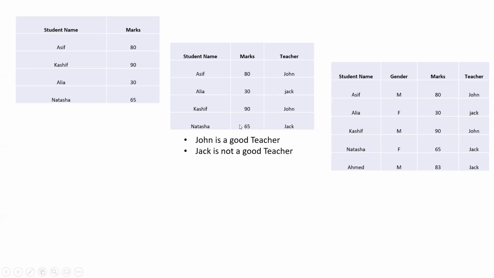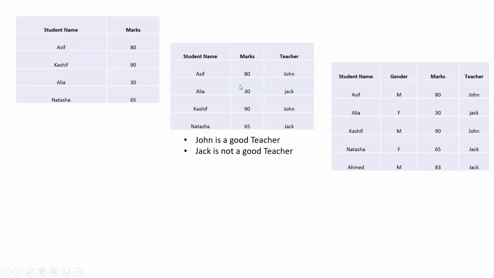So I'm thinking, you know what? This was the raw data. I processed it, got this information, and this information looks like John is a good teacher because his students are getting good marks, 80 and 90, whereas Jack's students are getting 30. This lady, of course, failed. And Natasha didn't do that well either, maybe a D grade. So Jack is not a good teacher. By just adding another column of a teacher, I was able to get some information from the data.